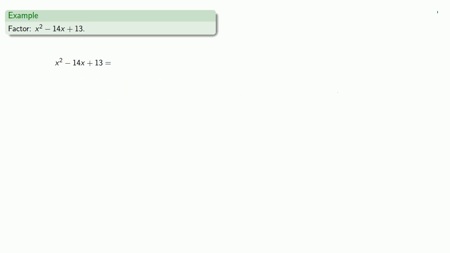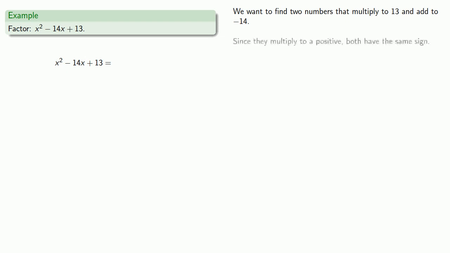So, for example, consider x squared minus 14x plus 13. We want to find two numbers that multiply to 13 and add to negative 14. Since they multiply to a positive, both of them have to have the same sign. Since they add to a negative, both of them have to be negative.